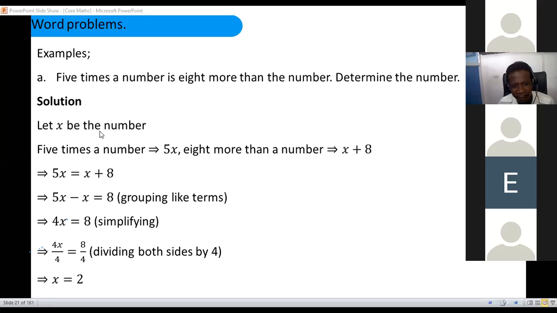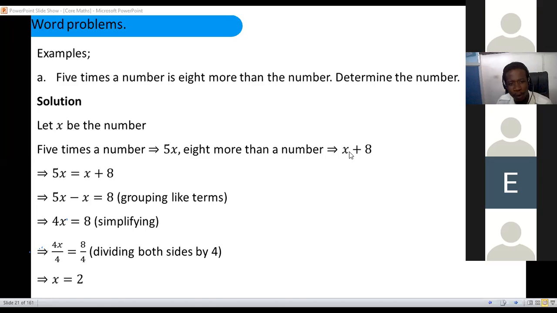Then we consider the first statement, 5 times a number. That's 5 times a number implies 5x. Then the other statement is 8 more than the number. That is x plus 8.